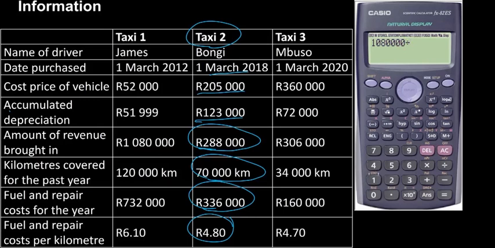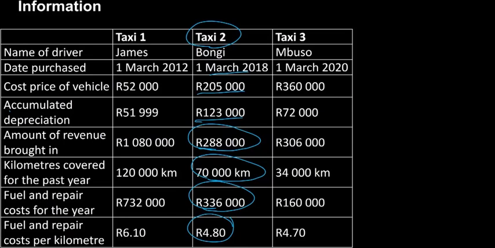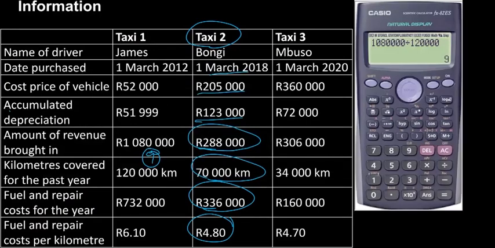1,080,000 divided by the number of kilometers covered, 120,000, gives me a figure of 9 Rand. Let me put it down here, right? Let's do this for taxi 2. In taxi 2, we now have revenue of 288,000, divided by the number of kilometers covered, which was 70,000. And this gave me a revenue per kilometer of 4.11 Rand, okay?